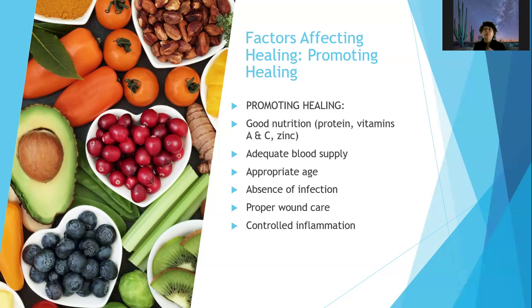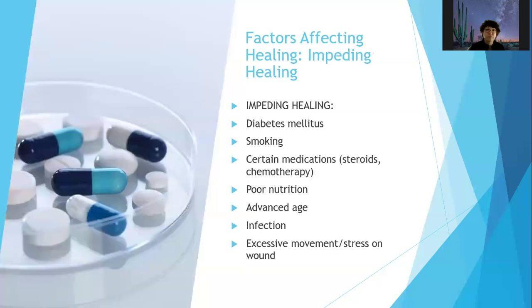Appropriate age. So people, like little kids, heal fast, and elderly people don't heal as fast. If you don't get infected, then that promotes healing. If you have proper wound care to prevent infection or other things, and we will have a whole section on wound care. If inflammation is controlled and you don't get into chronic inflammation, that also promotes healing. The things that might impede healing: diabetes mellitus, a metabolic disorder that affects the small blood vessels, so it affects your circulation and it slows your healing.